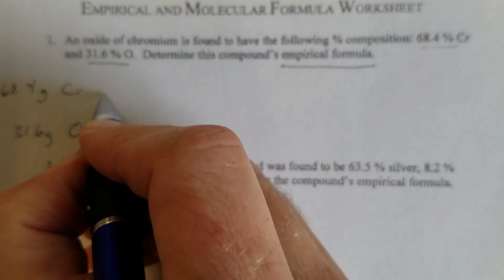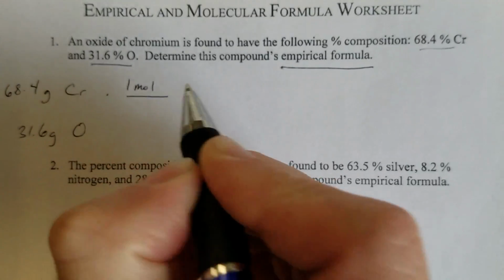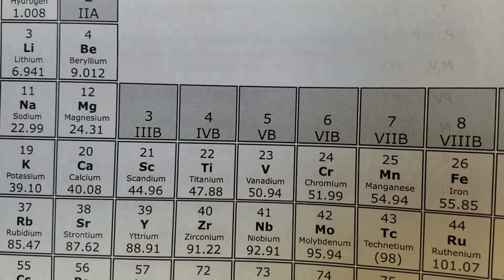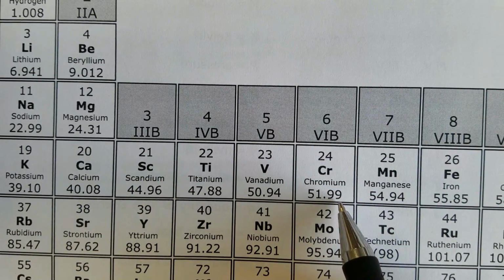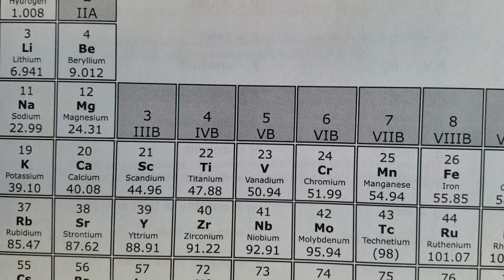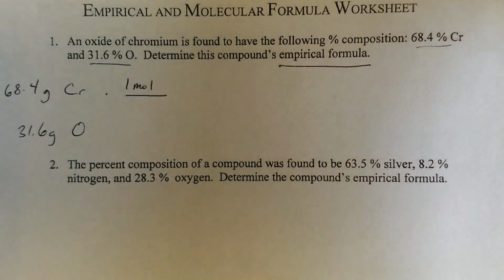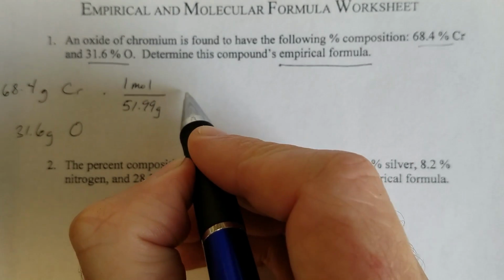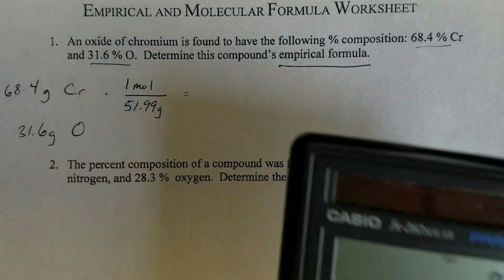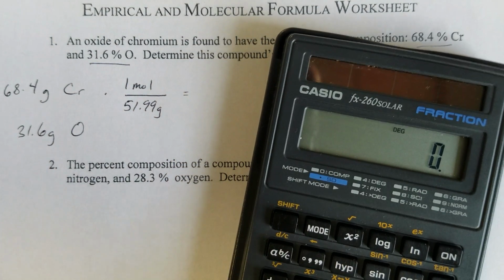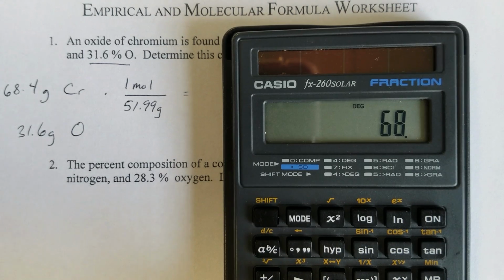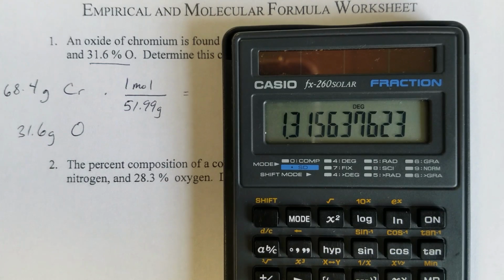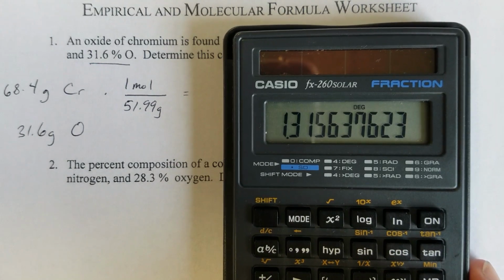So we need to convert these numbers into moles. So we'll start with chromium. We'll look at our periodic table, and our periodic table tells us that in a mole of chromium, we have 51.99 grams. So that's the number that we're going to use. 51.99 grams per mole, which gives us a number. 68.4 divided by 51.99. Here's our number there, 1.32.